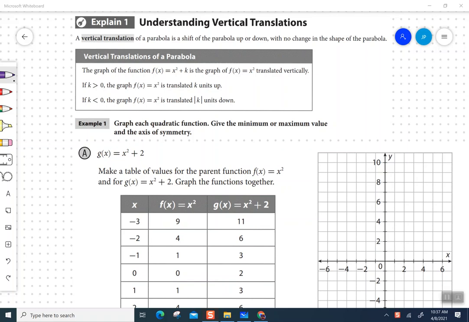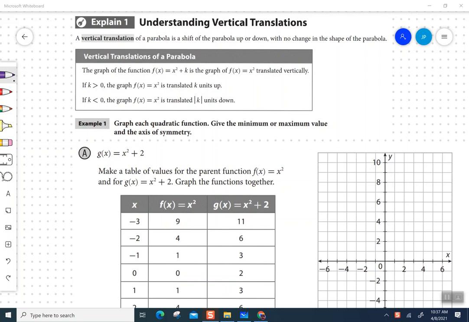All right, students, so this is going to be the example 1, explain 1, part A, and it comes from lesson 19.2. I'm going to go ahead and show you the logic behind how to do vertical translations. Vertical being the key word. Remember, what kind of moves can you do on the vertical axis?